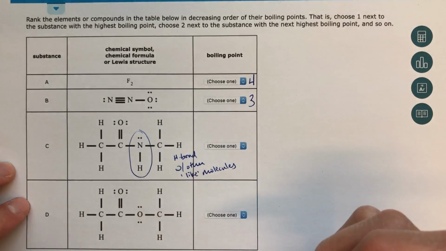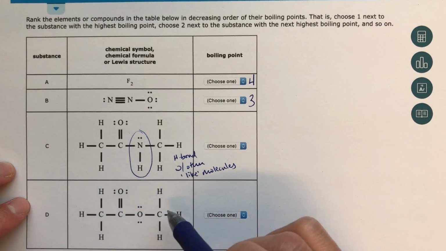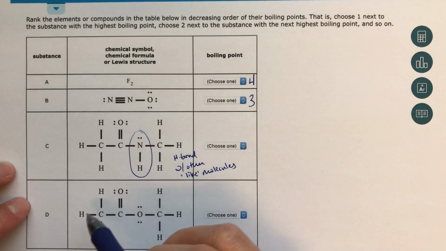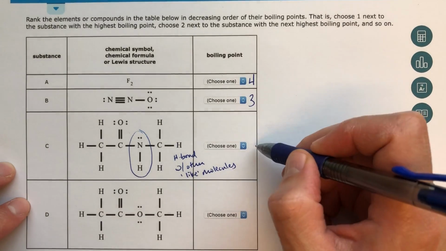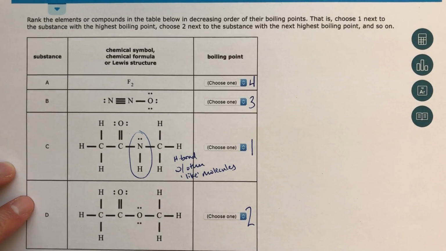I could set up another hydrogen bonding interaction. I do not have that here, right? Because I do not have oxygen bonded to hydrogen, this molecule here will only have dipole-dipole interactions. So this is going to be number 1, and this is going to be number 2. So I want to make sure I got those straight.